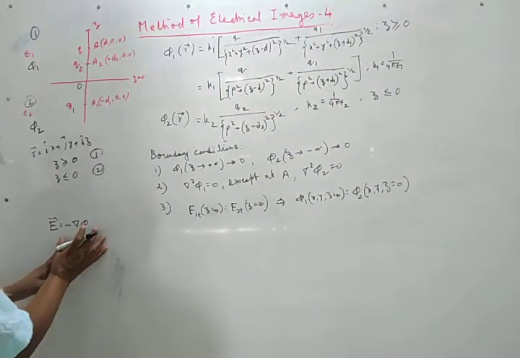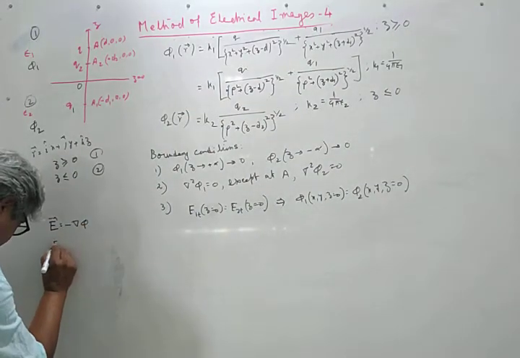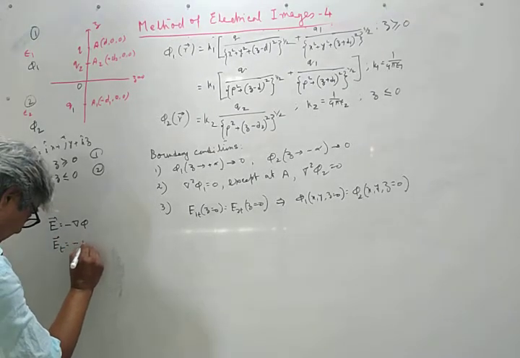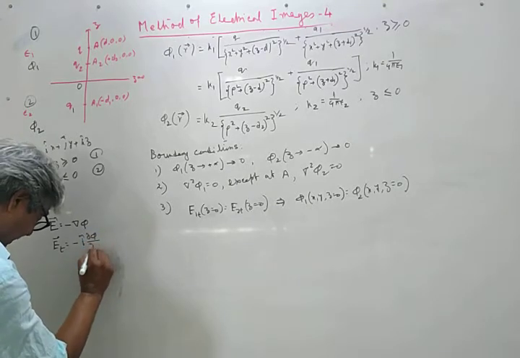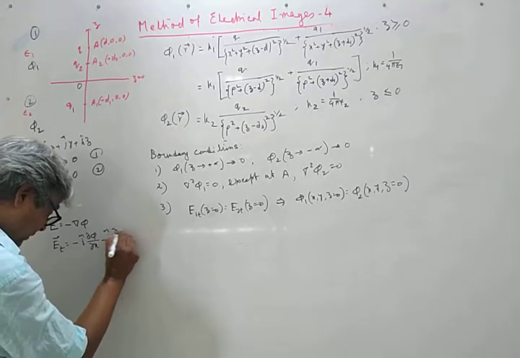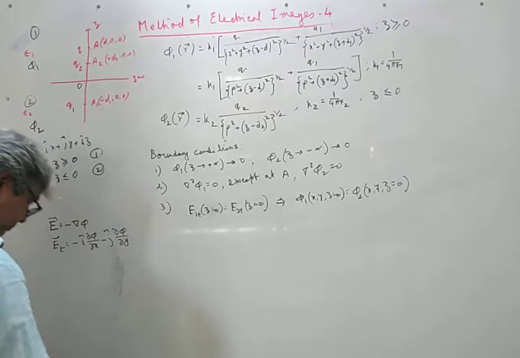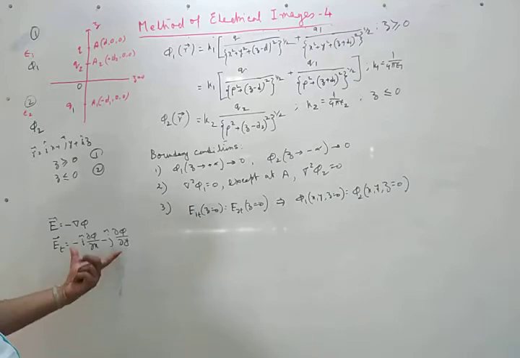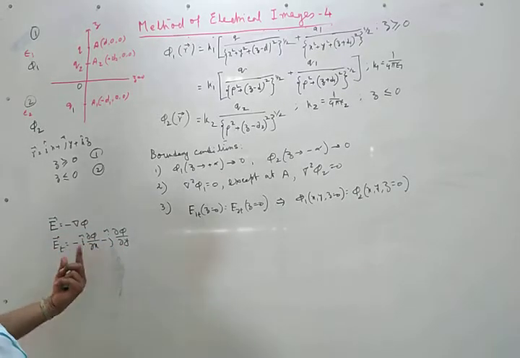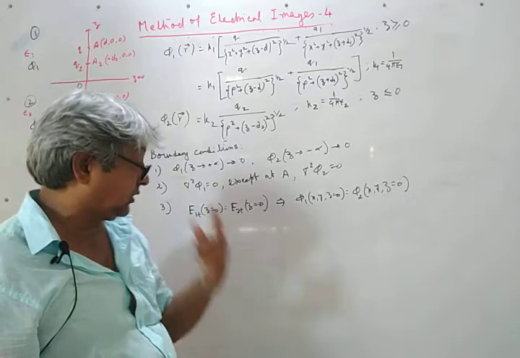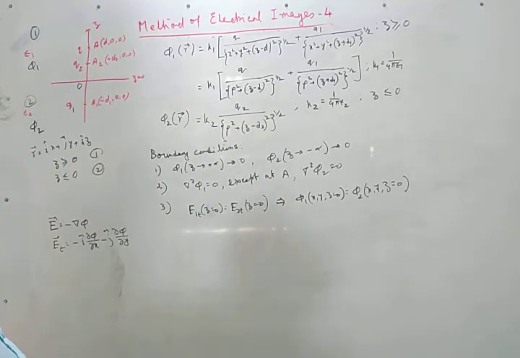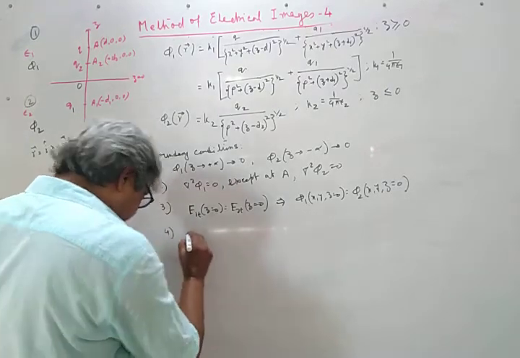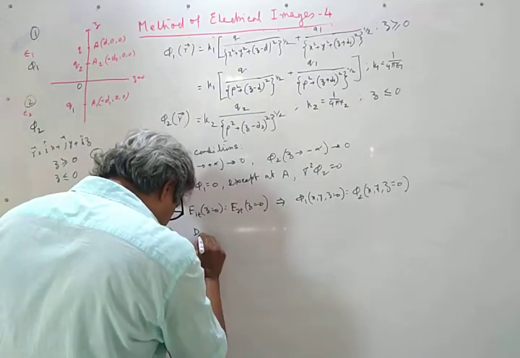Since the tangential component is minus i cap del phi del x minus j cap del phi del y, and since the relation is valid for any values of x, y, it is legitimate to consider that phi itself is continuous across the boundary. And fourthly, the normal component of D is continuous.